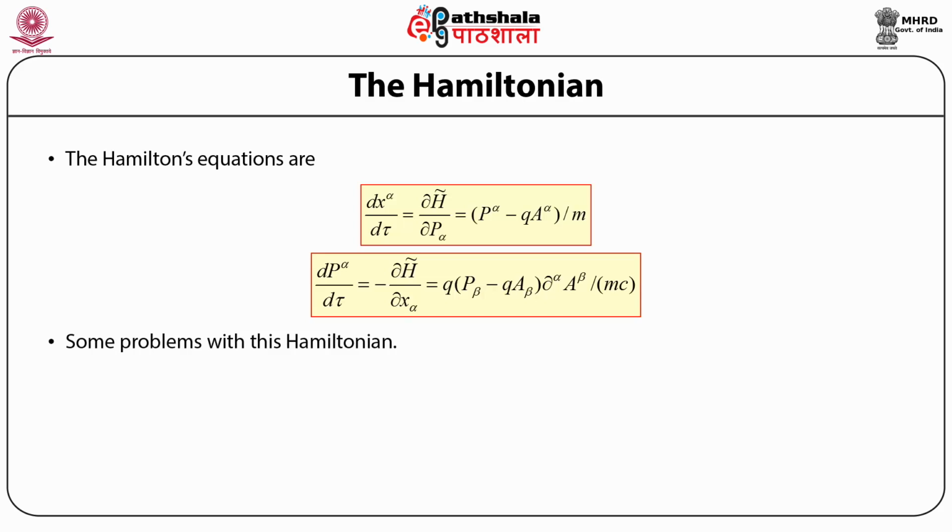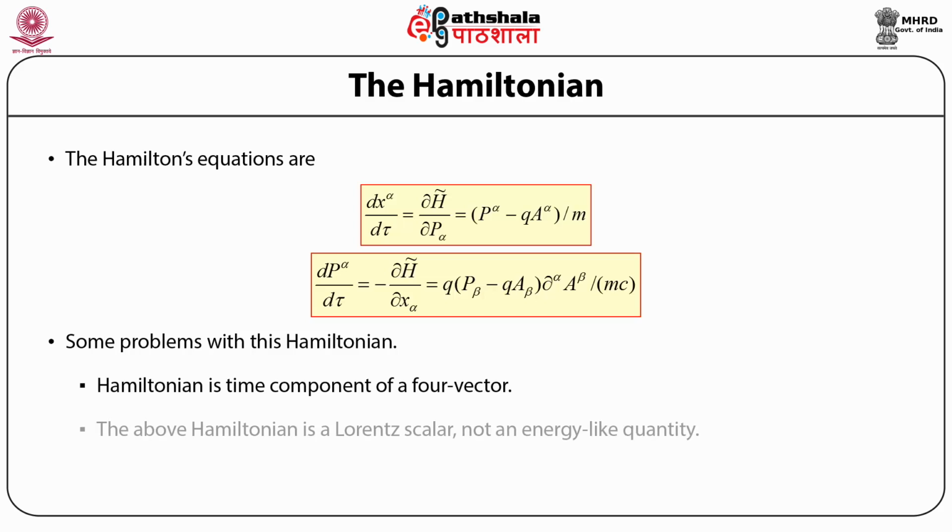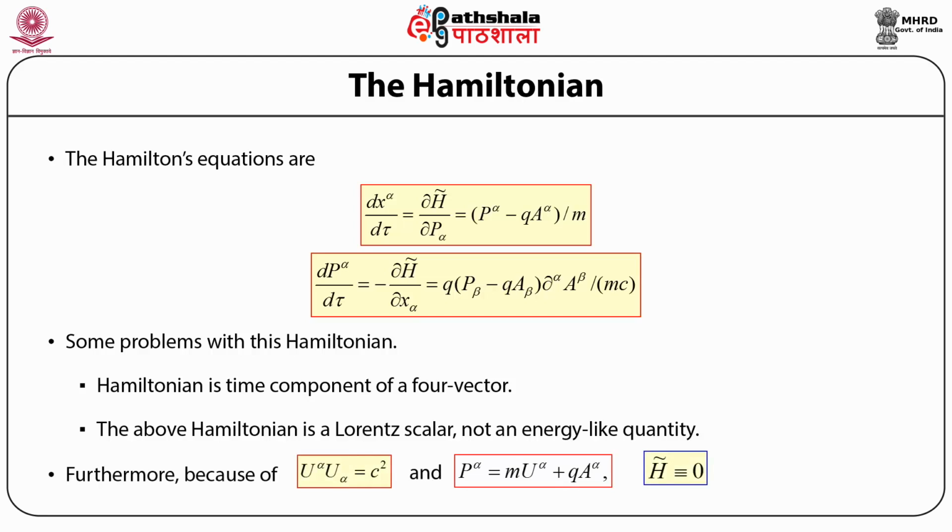Now some problems with this Hamiltonian are: the Hamiltonian is normally the time component of a four-vector, but the above Hamiltonian is a Lorentz scalar, not an energy-like quantity. Furthermore, because u^α u_α equals c² and p^α equals mu^α plus qA^α, H is equal to 0. Clearly, such a Hamiltonian formulation differs considerably from the familiar non-relativistic version.